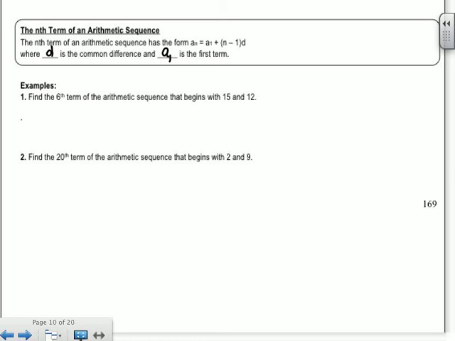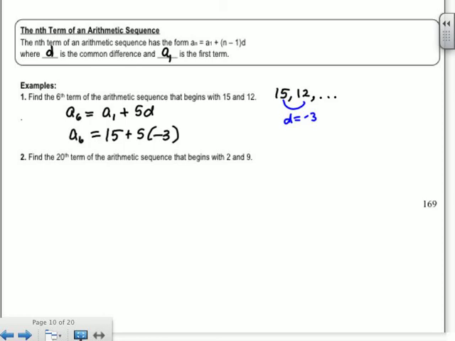So let's use that formula. Let's say I want to find the sixth term. I would start with my first term and I would add on 5 common differences. If I'm starting with 15 as my first term, and 12 is my second, what's your common difference? D equals negative 3, right? So it's a1, 15, plus 5 times negative 3. So what's the sixth term? Yep, it's 0.